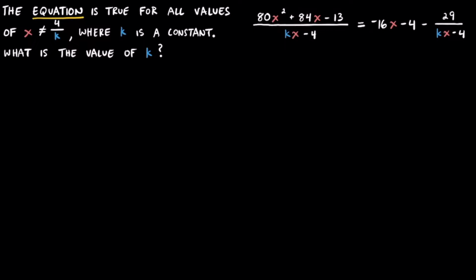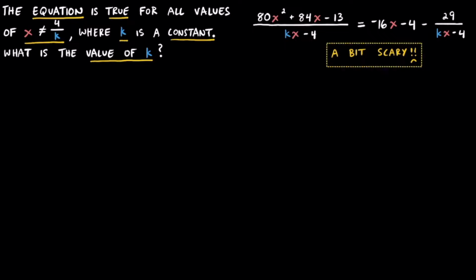So the equation to the right is true for all values of x as long as x doesn't equal 4 over k, where k is a constant. We need to find the value of k. Looking at this equation, it's a little bit intimidating. To help you understand how to solve this problem, I'm going to show you two different methods. For the first method, we're going to use substitution, and for the second method, we'll use polynomial long division.